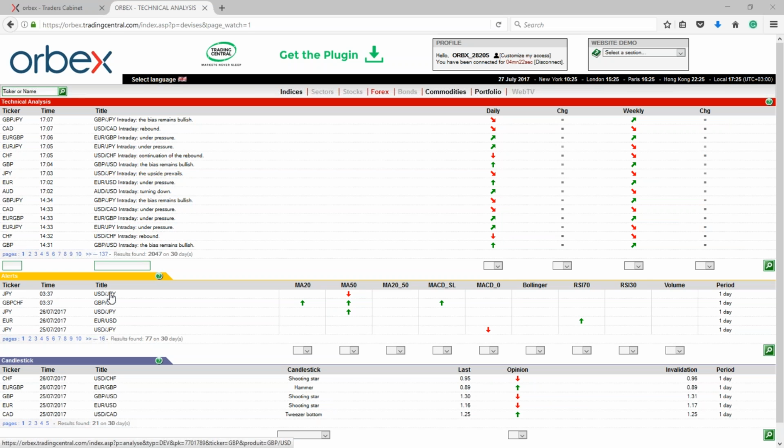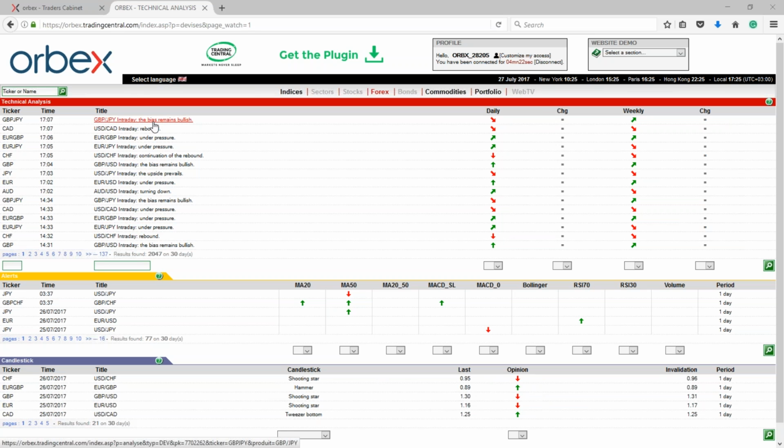Beneath that you can see that we have the alert section. The alert section is giving you the directional signal based on the moving averages and the different technical indicators that are being used, such as the RSI and the Bollinger Bands and the MACD, which we'll come on to shortly. And then at the bottom, you can see that we have a candlestick section. What this is basically doing is highlighting any interesting candlestick formations which you should be aware of, and then giving you the directional view based on that candlestick formation.